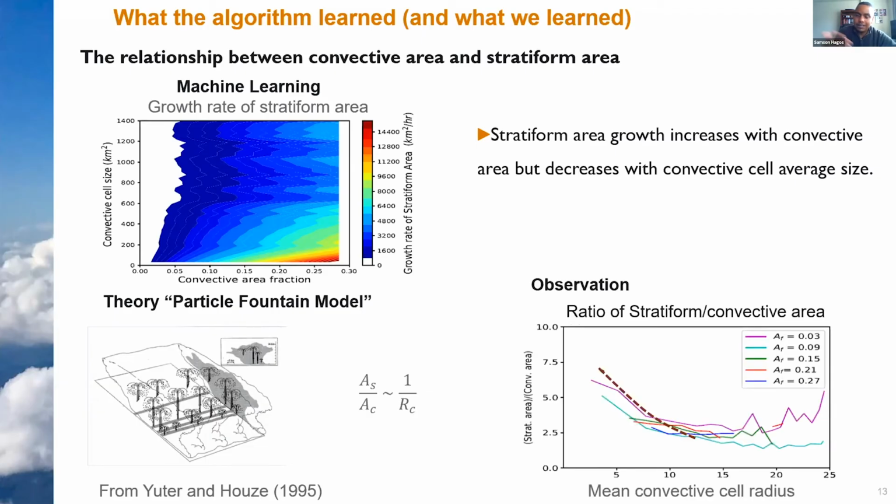Then you can validate that by just calculating this ratio as a function of mean convective cell size, and that's approximately what you get. So what this machine learning algorithm is telling us is that the theory in fact is adequate to represent this relationship between convective and stratiform area. Therefore you are justified in getting parameters from these kinds of models in developing a model for population dynamics of clouds.